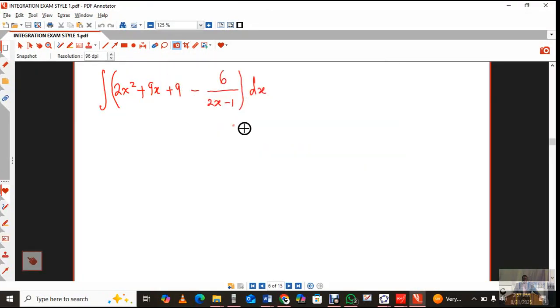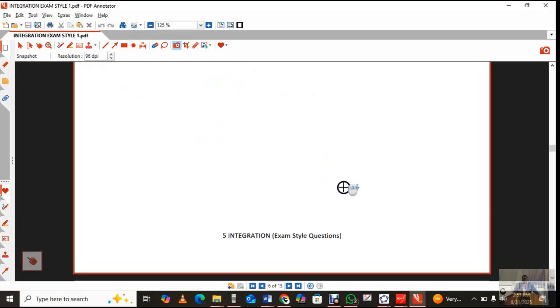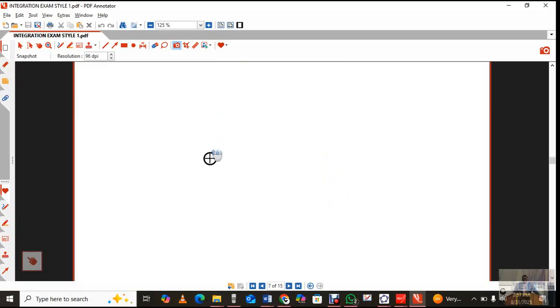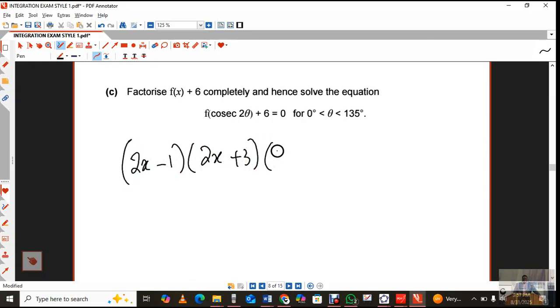Okay. All right. So, hope you follow with me because we had a little bit of a malfunction. So, I'm just going to write down what those factors were. I remember those factors were 2x minus 1, 2x plus 3, and then x plus 3, and we say that equals 0. That is factorizing that part completely.